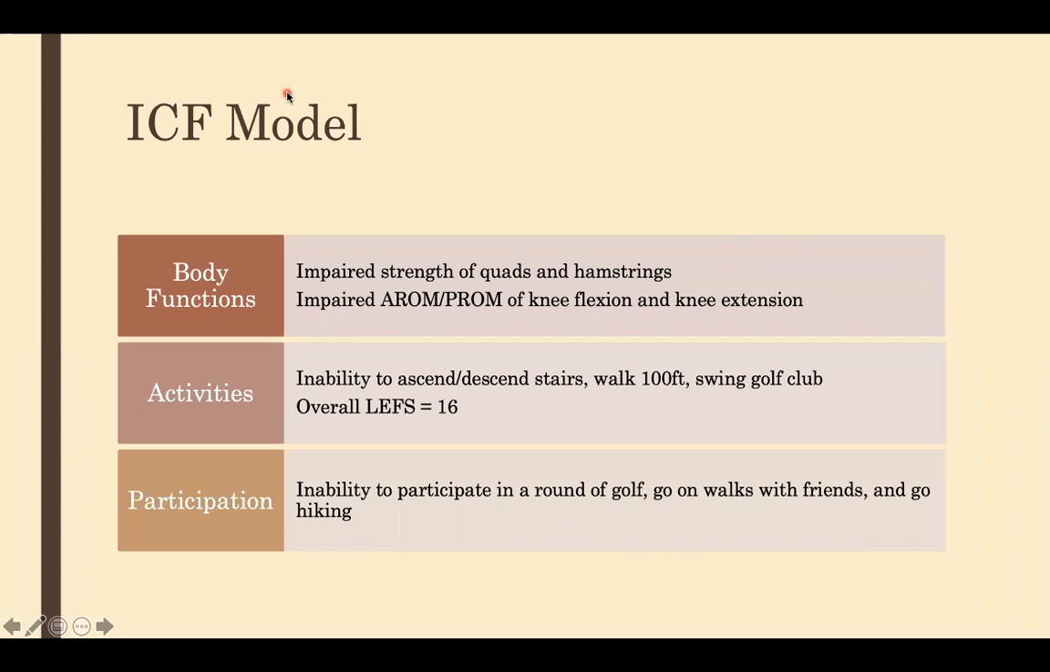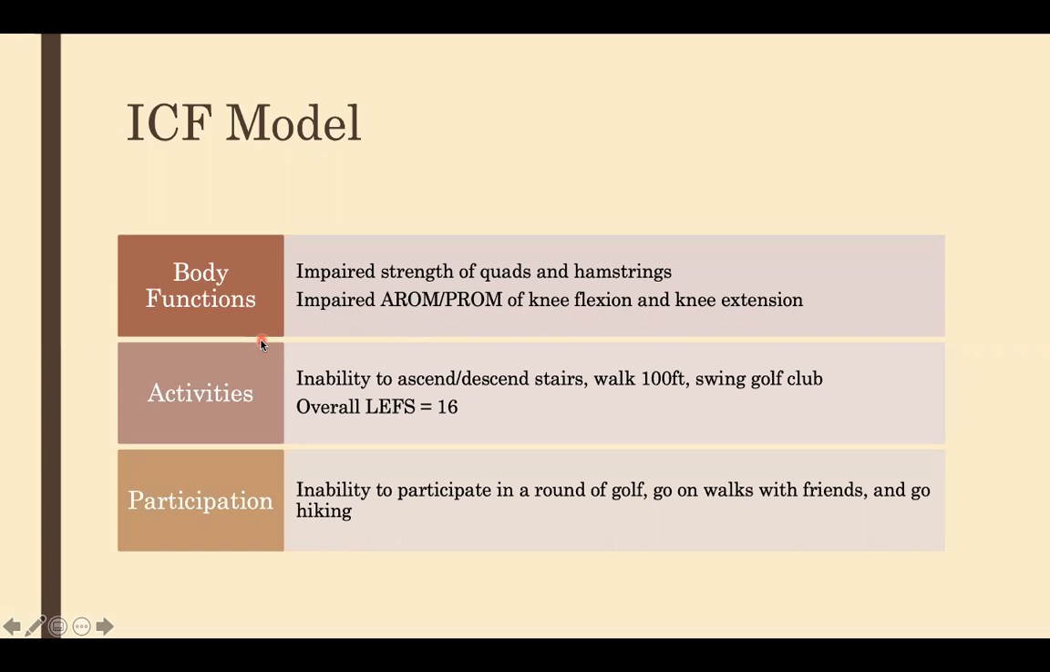To get a better picture of what we were dealing with as far as the patient, we laid out the ICF model as it relates to Lois. So for her body functions, she had impaired strength of the quads and hamstrings and impaired active and passive range of motion of knee flexion and knee extension.